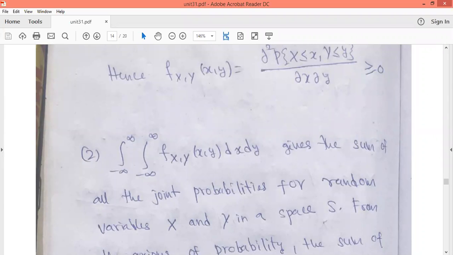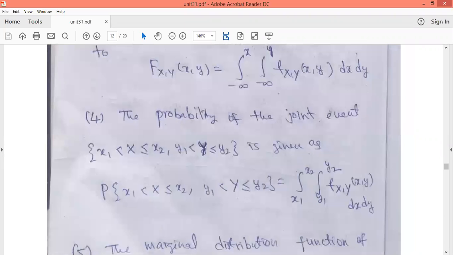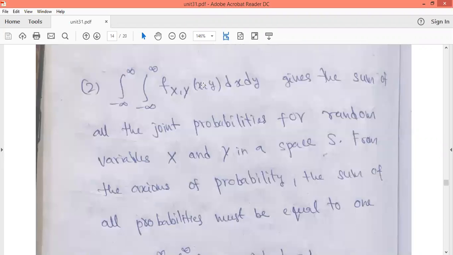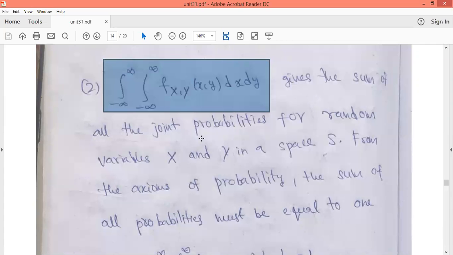Okay, and what does the next property say? The second property says that the area under the density function will always be equal to 1. That is our second property. So what is that? The integral from minus infinity to plus infinity, integral from minus infinity to plus infinity of f_XY(x, y) dx dy. What does this give? It gives the sum of all joint probabilities for the random variables X and Y in the sample space.